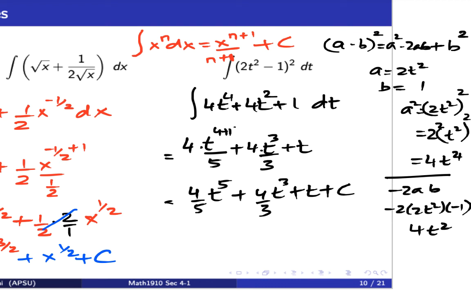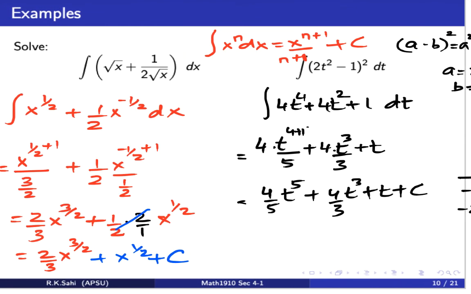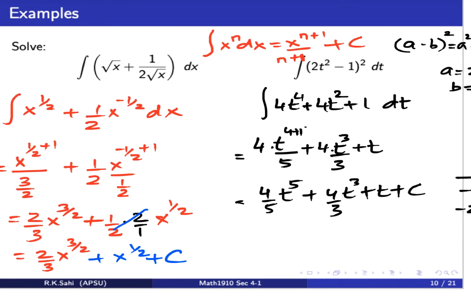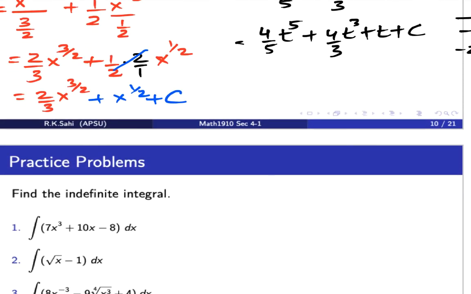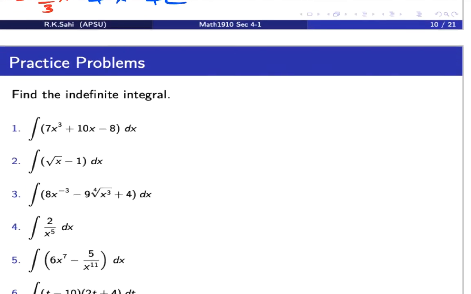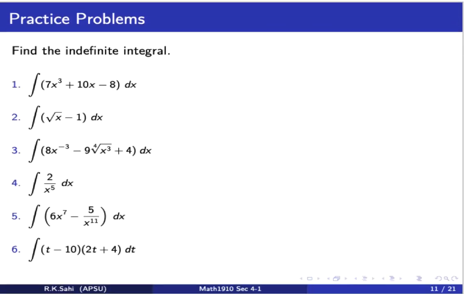Okay, guys, so we have done quite a bit of problems. Now this is what I want you to do before we start looking at other integral functions. I want you to practice these 6 problems, finding these indefinite integrals. Thank you.